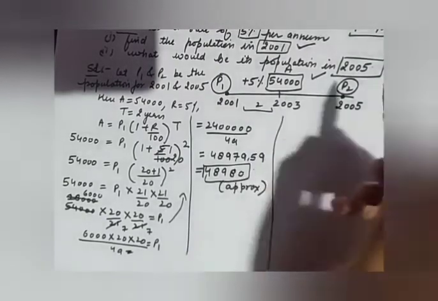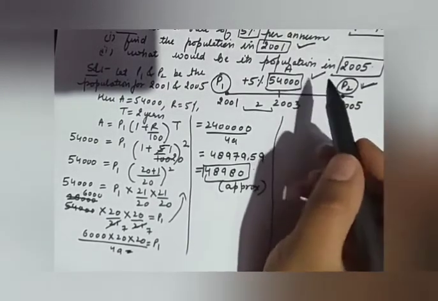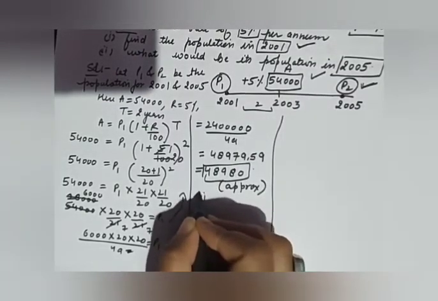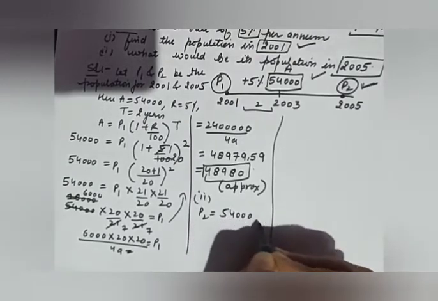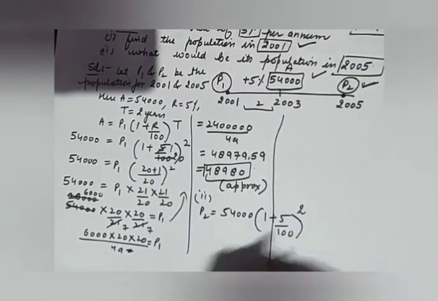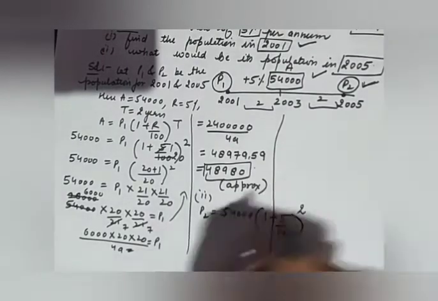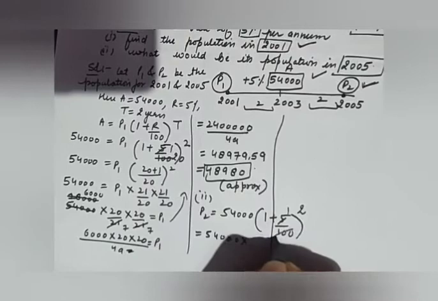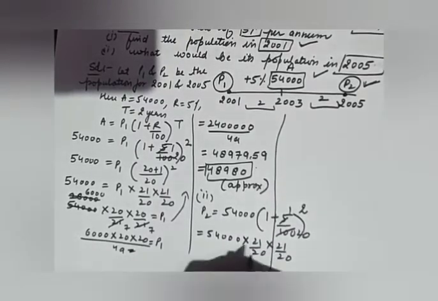So for population for 2005, if this is P2, then this will be your principal in this case, or I can say that here P2 is equal to 54,000 into how much? It is (1 plus 5 upon 100), and again the value of T is 2. Why? Because 2003 to 2005, and here the difference is 2 only. So what I will do, so it is 54,000 into, again things will be same, so I'm directly doing that 21 into 20 and 21 into 20. So it will be how much?